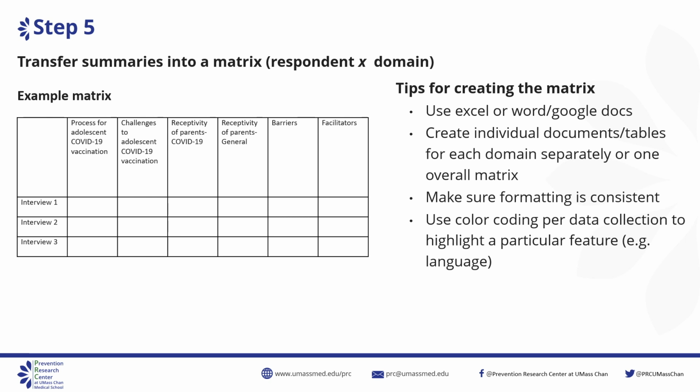And then I'll note, I personally like to make this big matrix in an Excel document and have this be the first sheet of the Excel document. And then I break it down into smaller tables. So for example, for this one, I think I put the process and challenges domains together and put that on a separate sheet, the receptivity domains on a third sheet, and then the barriers and facilitators on a fourth sheet.